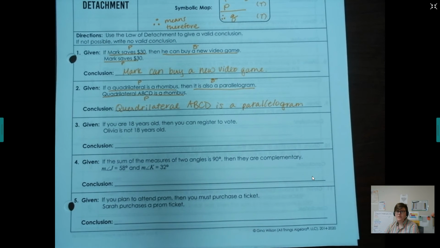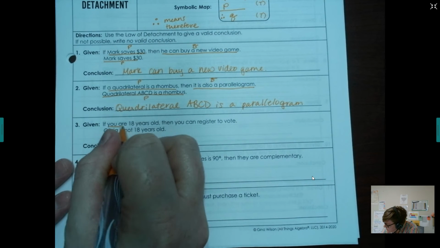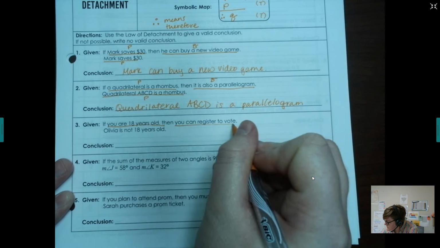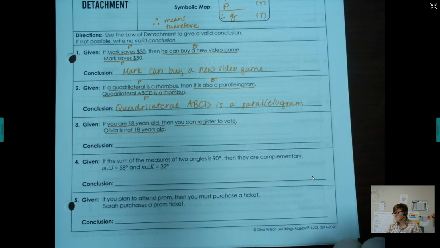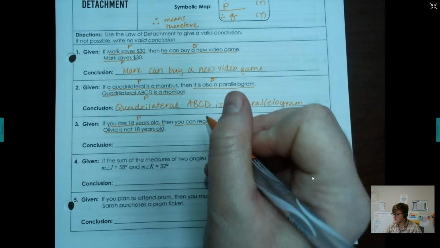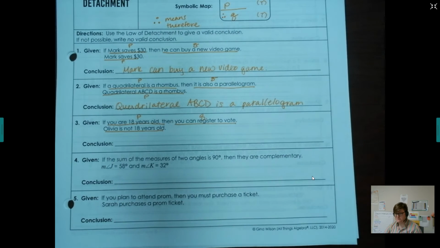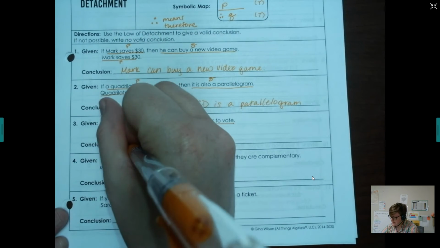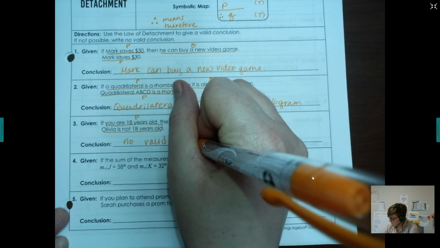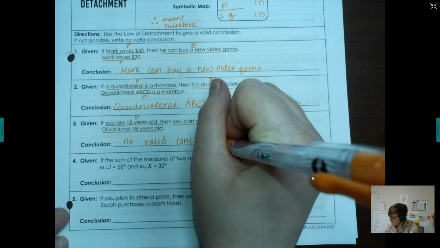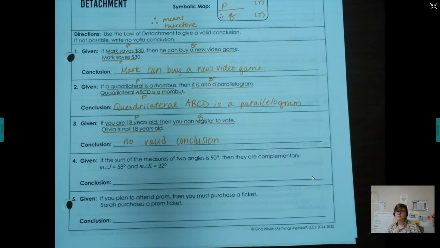Okay. So, given if you are 18 years old, then you can register to vote. It says that Olivia is not 18 years old. That is not P. This is just some other statement, so we can't draw a conclusion from this. Right? We know Olivia is not 18 years old, but we don't know anything else. So we can't say whether or not Olivia can register to vote.